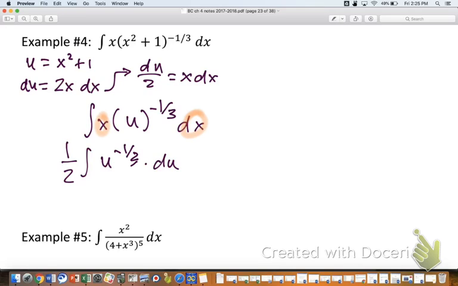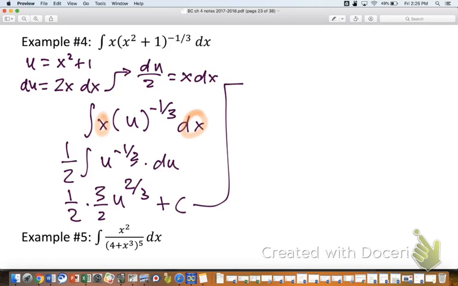Okay. So then we have a pretty simple power rule for integrals here. So it's going to be 1/2 times negative 1/3 plus 1 would be 2/3. So u to the 2/3, dividing by 2/3, you actually multiply by 3/2, plus c. And then lastly, it would be 3/4. Plug back in, x squared plus 1 to the 2/3 plus c. And you can always check these by doing a derivative and actually doing the chain rule, finding the derivative there, and it should match with your original integrand.